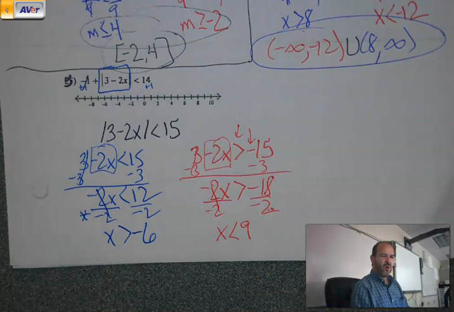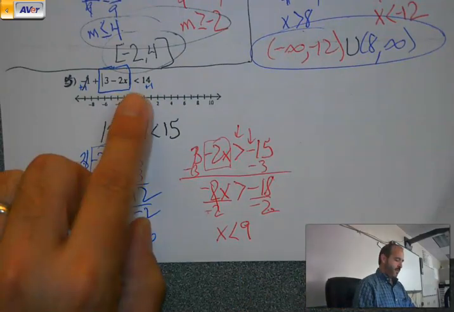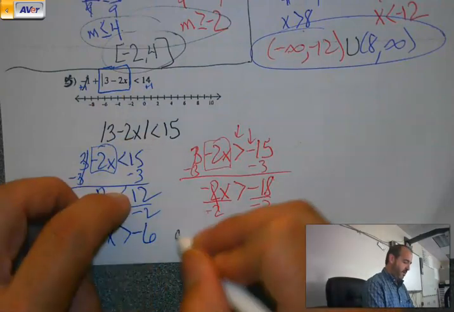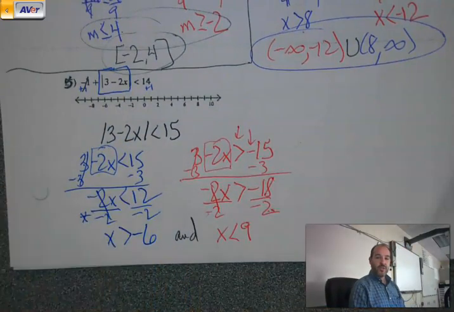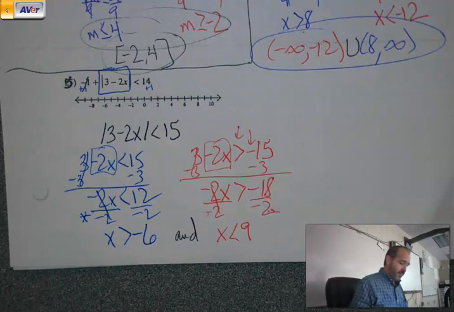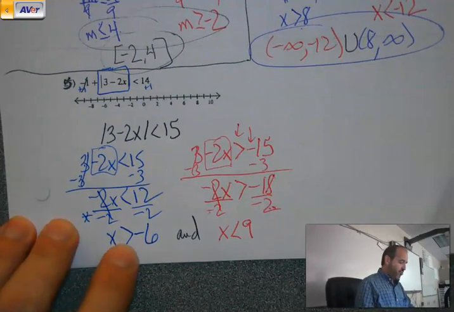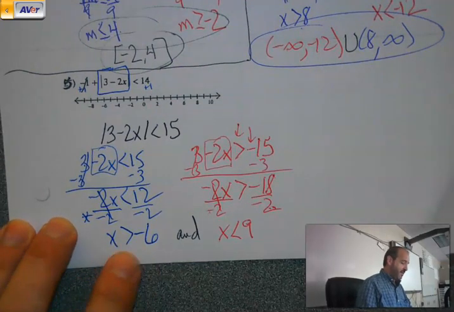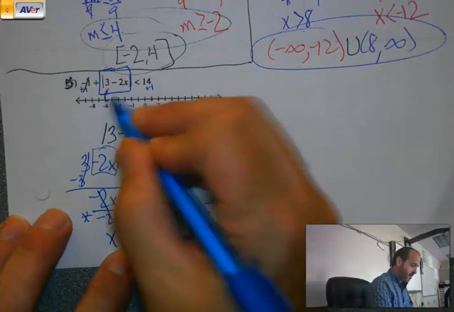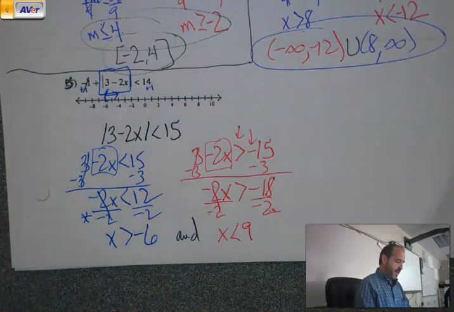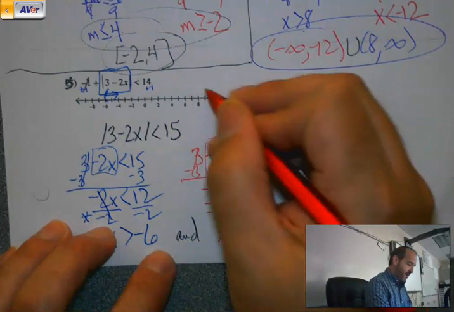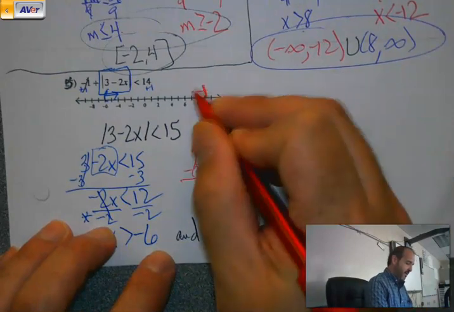Is this one an and or an or? Absolute value is less than. It's an and statement, so we know what this should look like. It's hopefully. X is greater than negative 6. Okay. Greater than goes to the right. And X is less than 9. Less than 9. Hey.